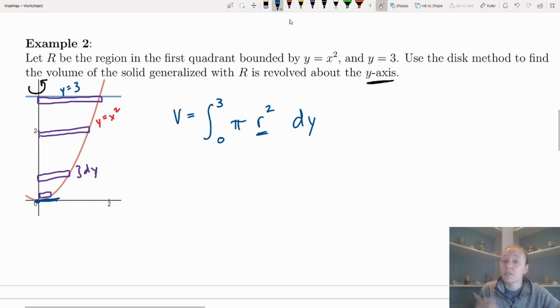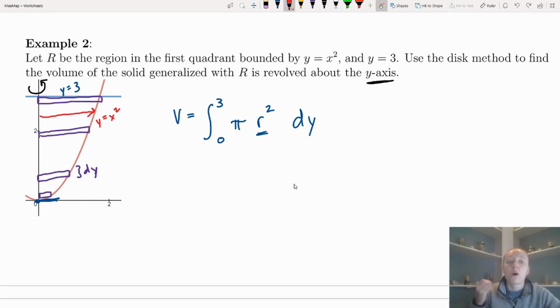if we're looking at it, remember I said that the radius is always the distance from the axis of revolution to that end of the rectangle, so essentially our function. But if we're looking at this, we're going from our axis of revolution, which is our y-axis, to our function. But what is this value? What is this length?